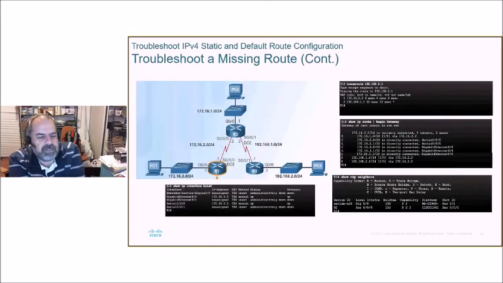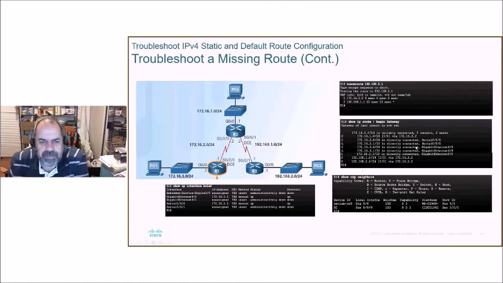So troubleshooting a missing route. On R1, if you do a show IP interface brief, you can see that G0/0 has 172.16.3.1. That looks right. It's up and up. And serial 0/0/0 has 172.16.2.1. That looks right as well, up and up. So router 1 looks pretty good.